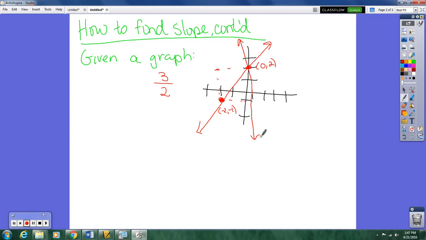Feel like it's a straight line. What was that line? What was that line?